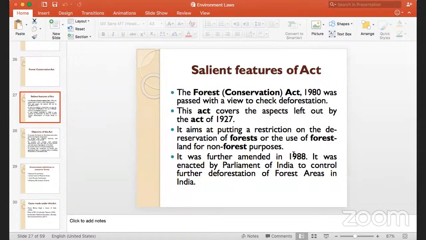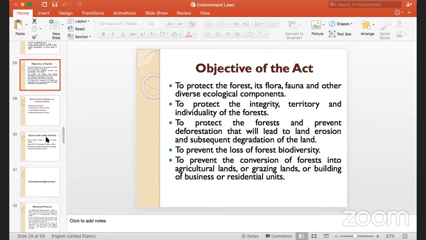The aim of this act is to stop the conversion of forest land into non-forest purposes. So the aim is to stop the conversion of forested area into non-forest areas. What are the objectives of this act? To, of course, protect forest, flora, fauna, and other diverse ecological components. What else does it do? To promote the integrity of forests.